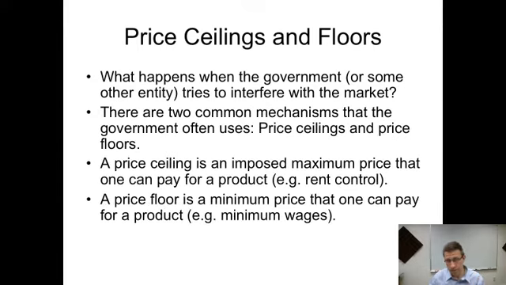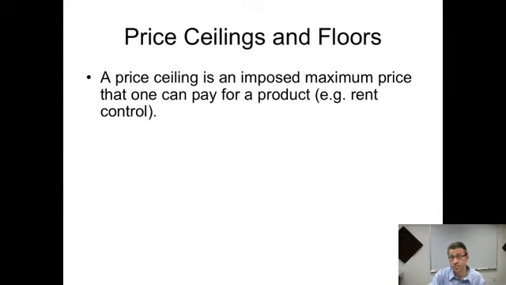So what are price ceilings and floors? Well, a price ceiling is an imposed maximum price that the government says anybody can pay for a product. It would be illegal for a transaction to occur above that price. One example of that's rent control. A price floor is a legal minimum price that one can pay for a product. So the government says it will be illegal to sell the product for anything less. One example of that would be minimum wages.